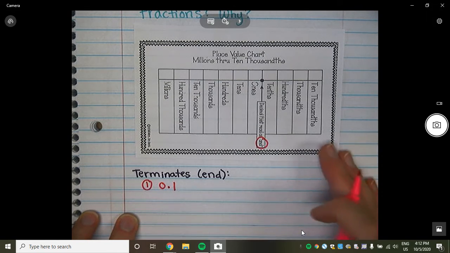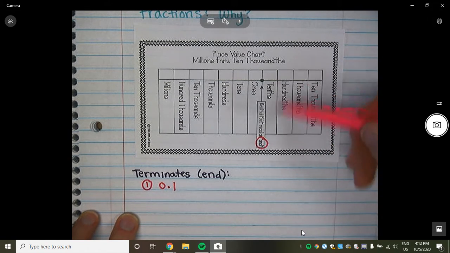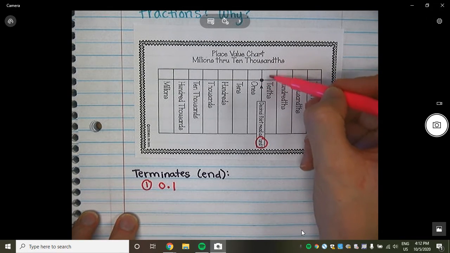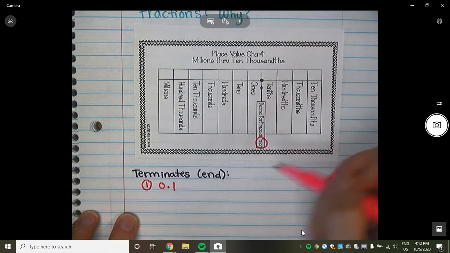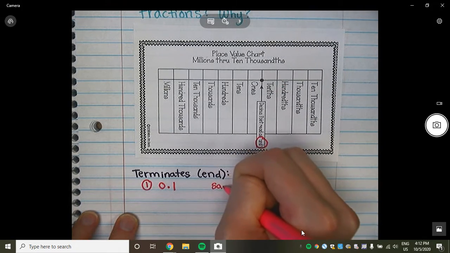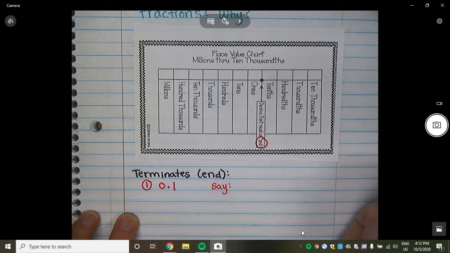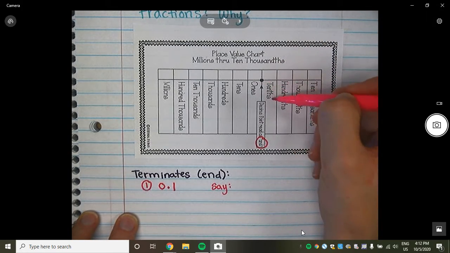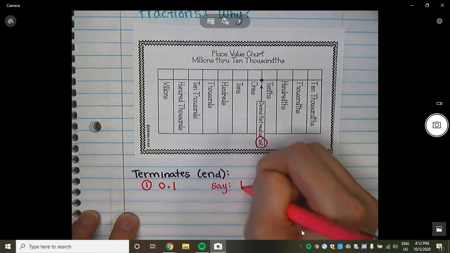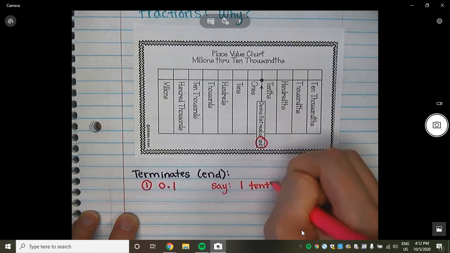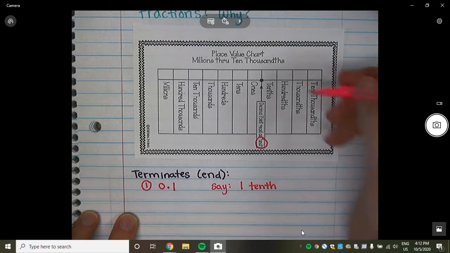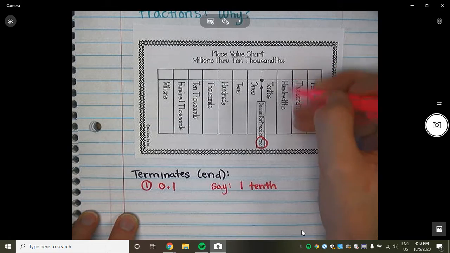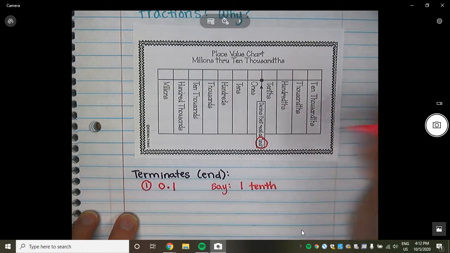If I were to plug this into my place value chart here, I would have a 0 here, and I would have a 1 here. So if I were to say this verbally, how would I write that? Well, it ends in the tenths, so we would say 1/10, because it ends in that tenths place. Now, if it ended in the hundredths, then we would say hundredths. If it ended in the thousandths, we would say thousandths.